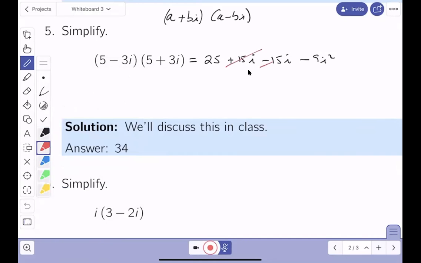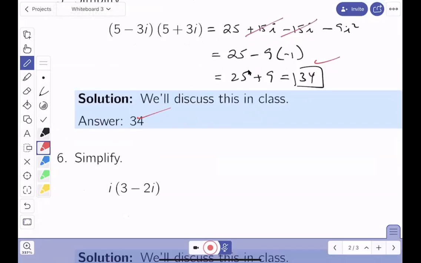And I hope you realize that these disappear. That's what's really nice about conjugates, the middle guys disappear. And what are you left off with? 25 minus 9i squared. And what's i squared? Well, we just did it. It's minus 1. So what do you get? 25 plus 9, which is 34. Again, check your key and make sure you're getting it. Let's do number 6.